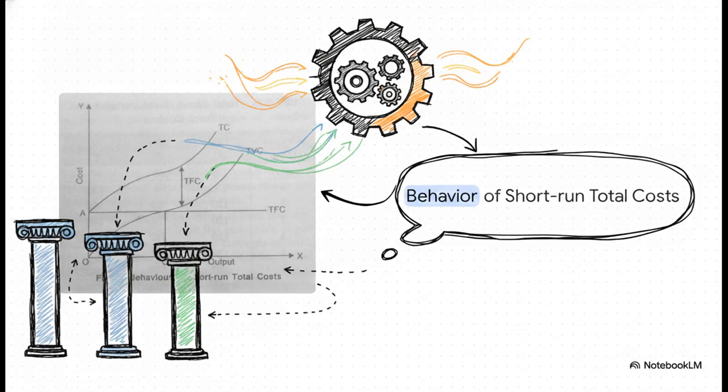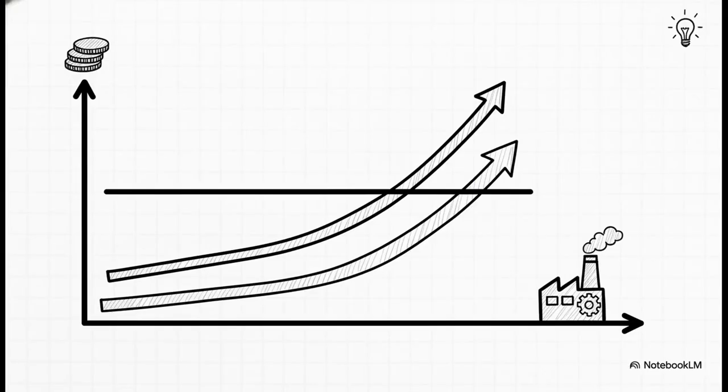When we look at this diagram from our source material and map these three pillars together, we put output on the x-axis and financial cost on the y-axis. It's fascinating to watch how they actually interact. Notice how TFC is just a completely horizontal, flat, straight line starting at point A. It never changes. Meanwhile, TVC starts exactly at the 0 origin, because again, 0 output means 0 materials needed.